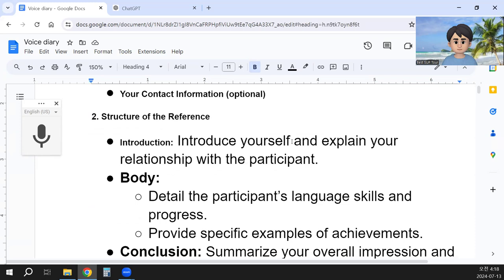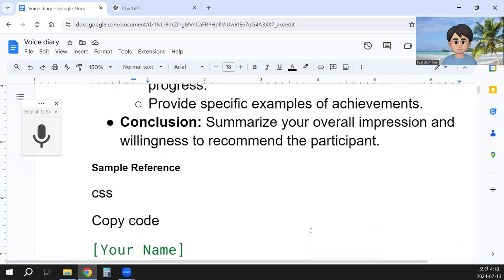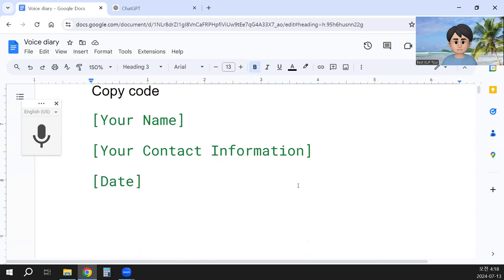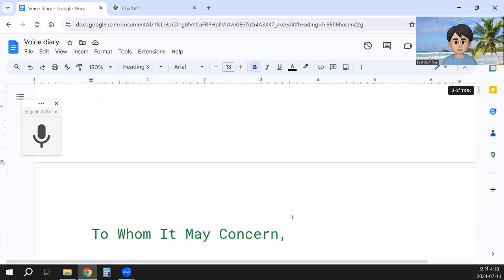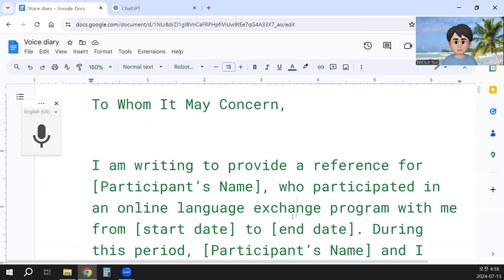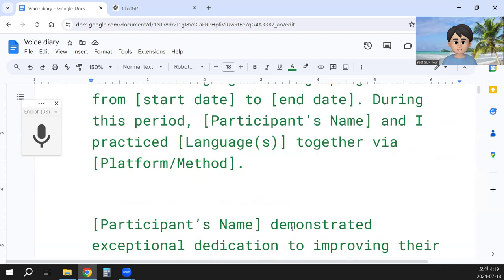Structure of the reference. Introduction: introduce yourself and explain your relationship with the participant. Body: detail the participant's language skills and progress, and provide specific examples of achievements. Conclusion: summarize your overall impression and willingness to recommend the participant. Sample reference: your name, your contact information, date. To whom it may concern, I am writing to provide a reference for Tim, who participated in an online language exchange program with me from 2022 to 2024. During this period, Tim and I practiced languages, Korean and Vietnamese, together via Zoom.